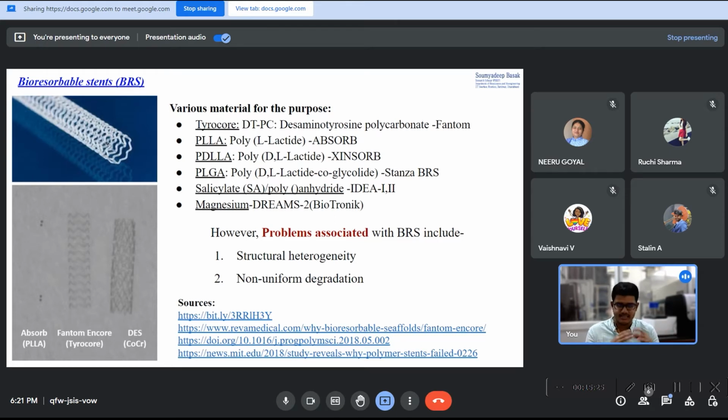But there are certain polymer-based stents that are bioresorbable stents. That means after a certain lifetime, that is tunable, this polymer stent will be biodegraded and will be excreted or used up in the human body. So there are various kinds of bioresorbable stents, also called BRS, that came up in the 2015 to 17 time frame.